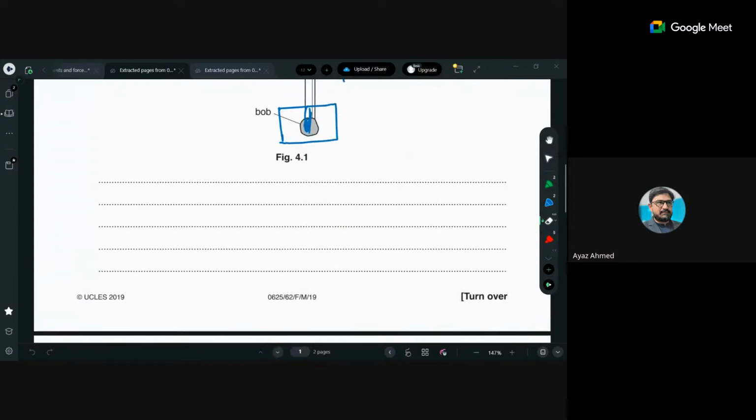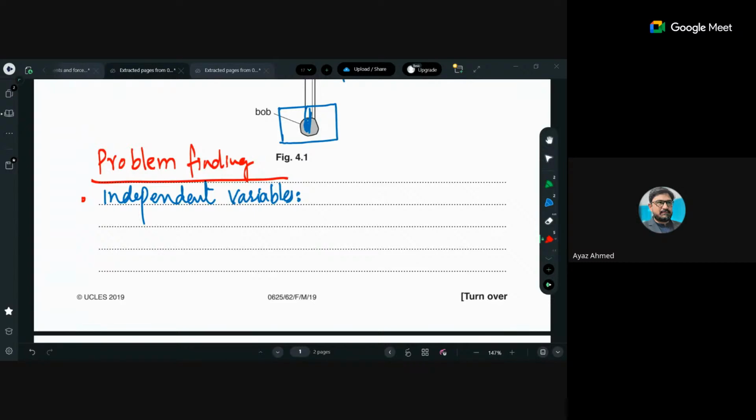First of all, I will advise you what to write. You have to write the independent variable, so you have to start from independent variables, right? In some of the papers, we can also write problem finding, problem identification. What is the problem actually? Problem finding consists of two main areas: one is the independent variable and the second is the dependent variable. Just simply write it in this way.